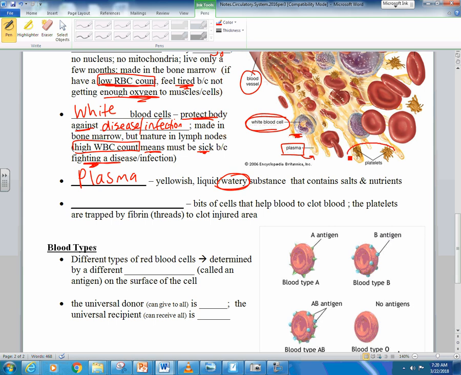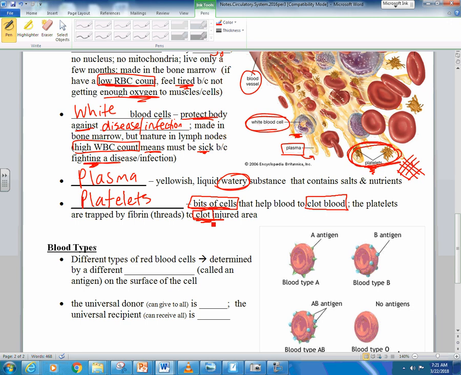And then lastly here in the picture, we have these little things. These are called platelets. Platelets are little teeny tiny bits of cells, and their function is to help clot blood. So they form like a network when you create a scab, and they kind of all trap together, and that's going to help clot blood so you stop bleeding, and that's what forms scabs.